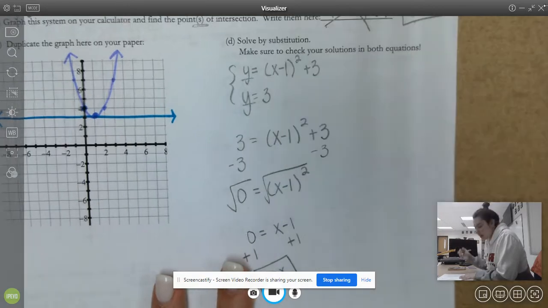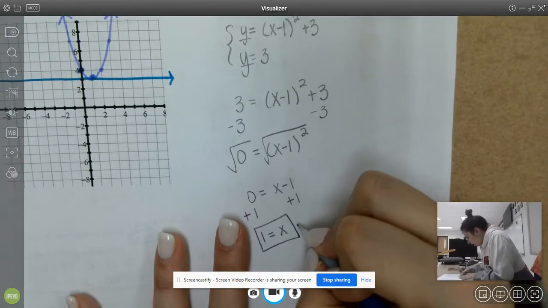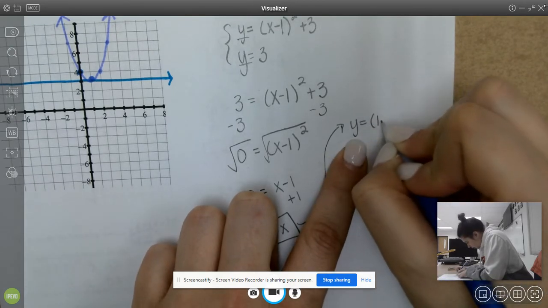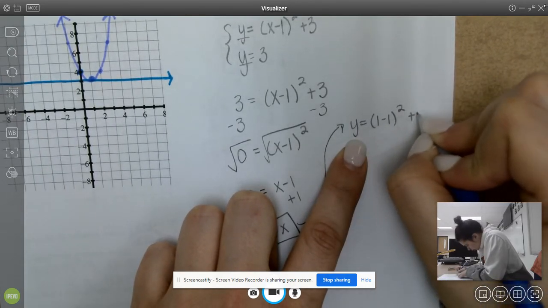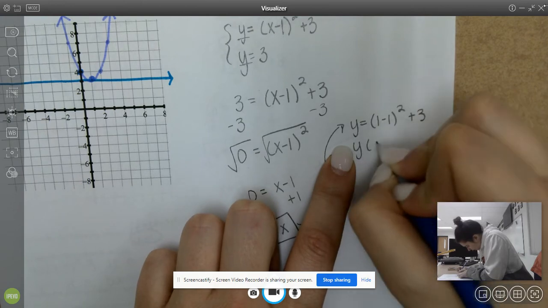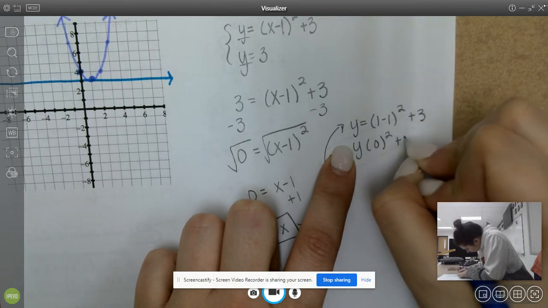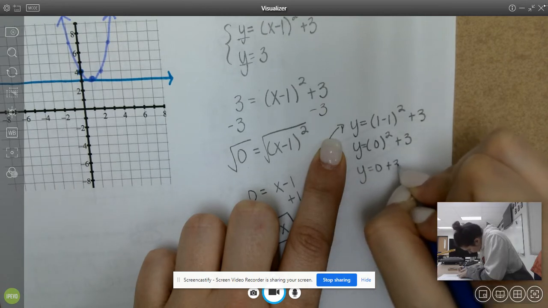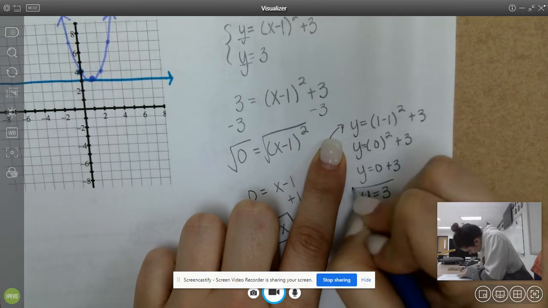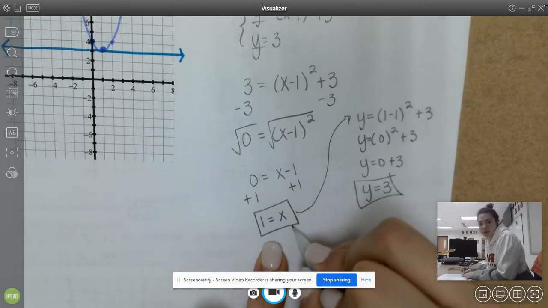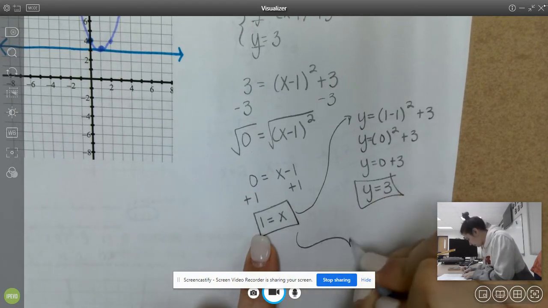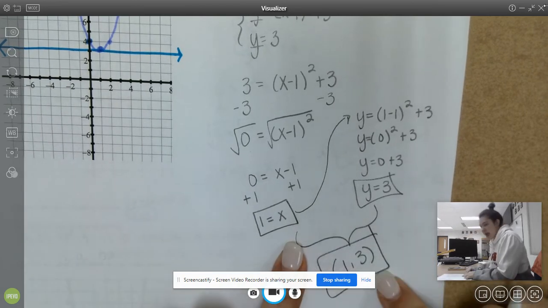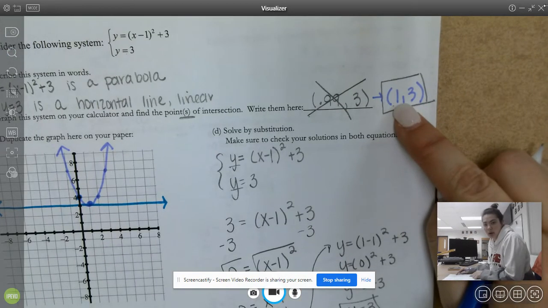And then we do want to double check our work, so we plug x back in. Y equals 1 minus 1 squared plus 3. Well, 1 minus 1 is 0. 0 squared is just 0. And 0 plus 3 is just 3. So what we found for x and y is the ordered pair 1, comma 3, which matches what we found up above.